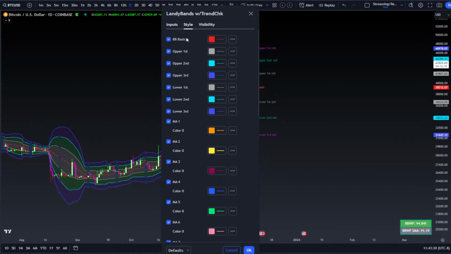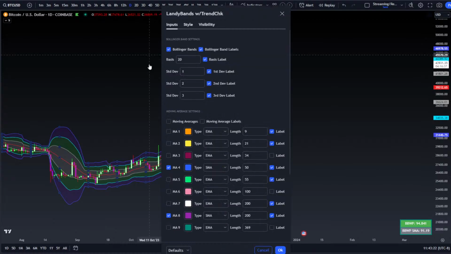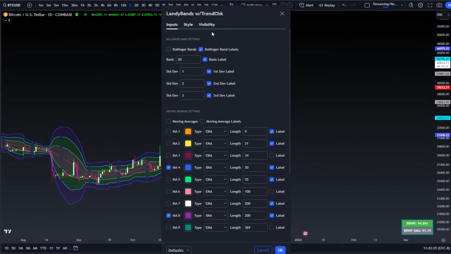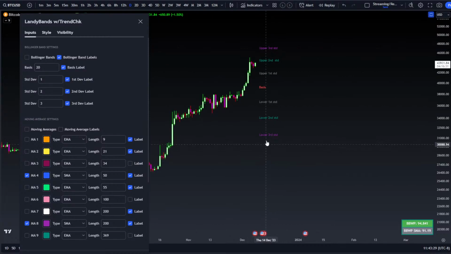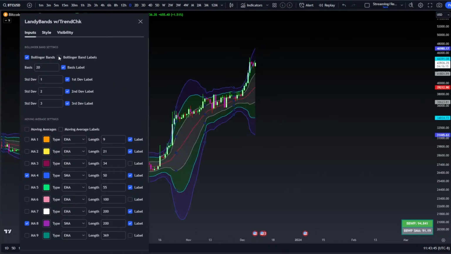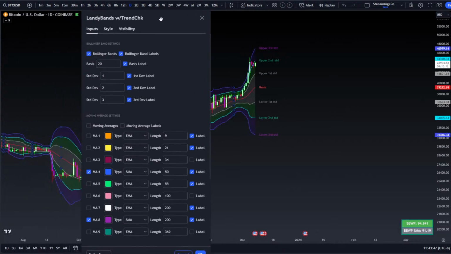You can turn on and off all of these things in the style tab, but I have global settings. So if you want to turn Bollinger Bands off, for instance, you can turn those off, but you could leave the labels on so you know where each Bollinger Band level is: the basis, and the upper first, second, and third standard deviations, and then the lower first, second, and third standard deviations. You can have that on with the labels off. There's a bunch of ways to customize this.